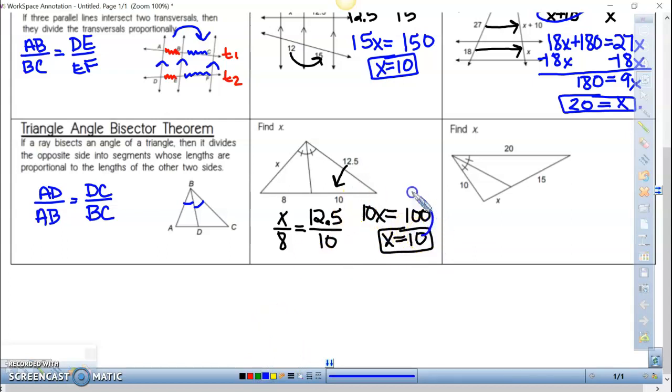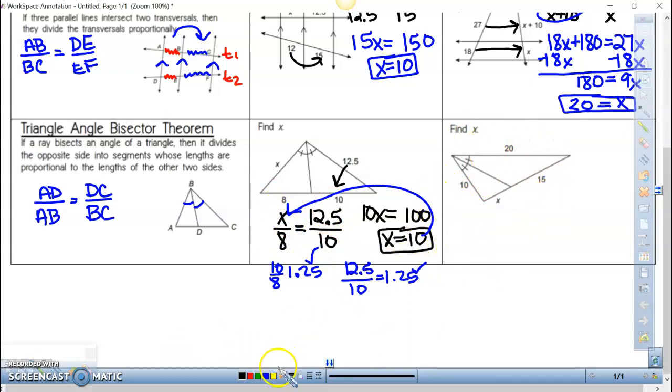So if I took this 10 and I plugged it in there and I do 10 divided by 8, 10 divided by 8 is 1.25. Okay, well, this should equal the same thing. If I do 12.5 divided by 10, what am I going to get? Okay, so now that's how I know that this 10 is the correct answer, because both of these ratios are the same. All right, so over here, this one's pretty similar.